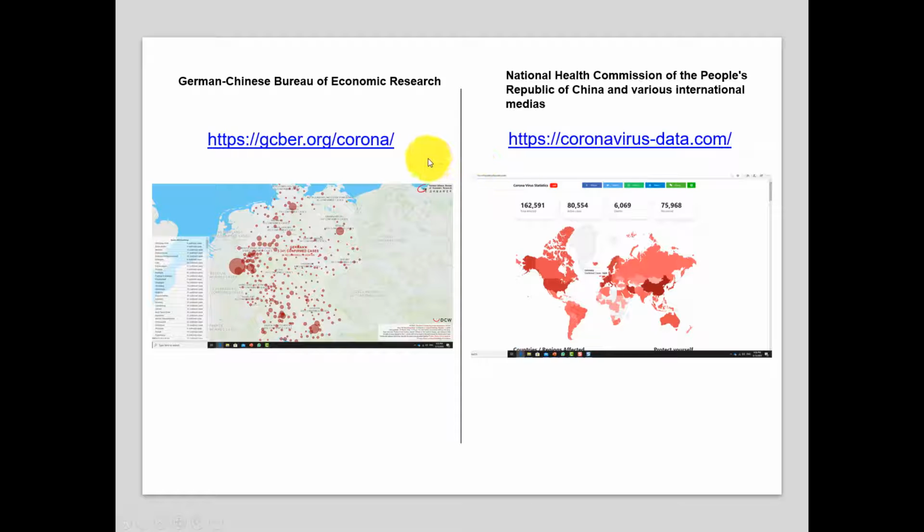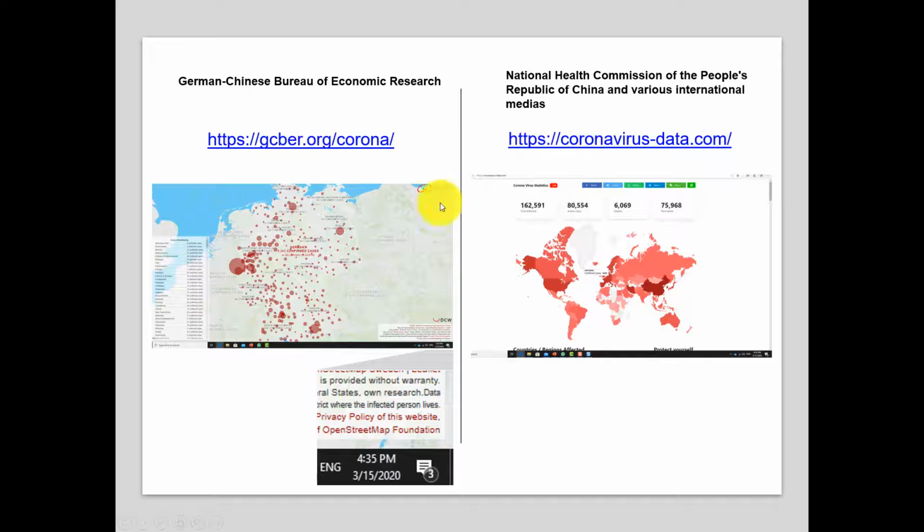And these are two different sources. So this is the German-Chinese Bureau of Economic Research. That is the link if you want to visit that. And this one here is the National Health Commission of the People's Republic of China and various international media. So you see they both share that they are Chinese, yet the information provided is a bit different.